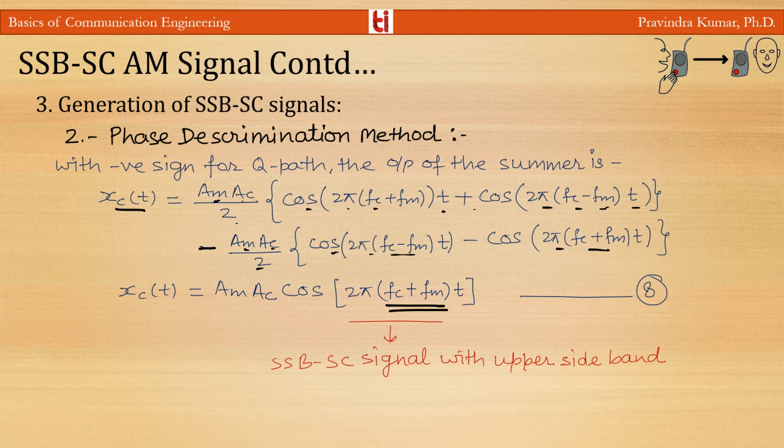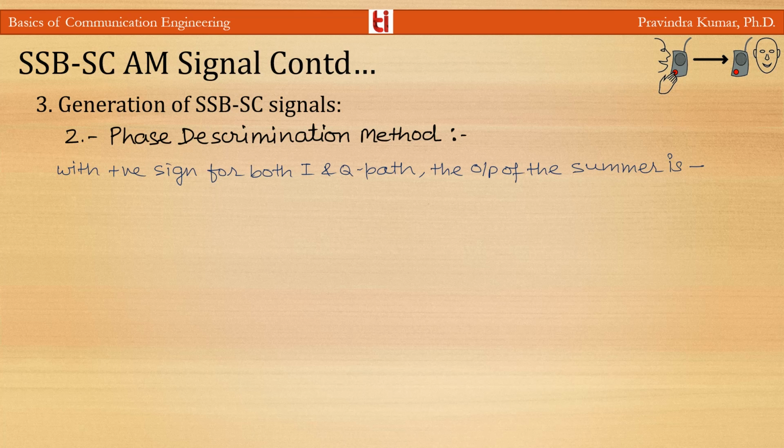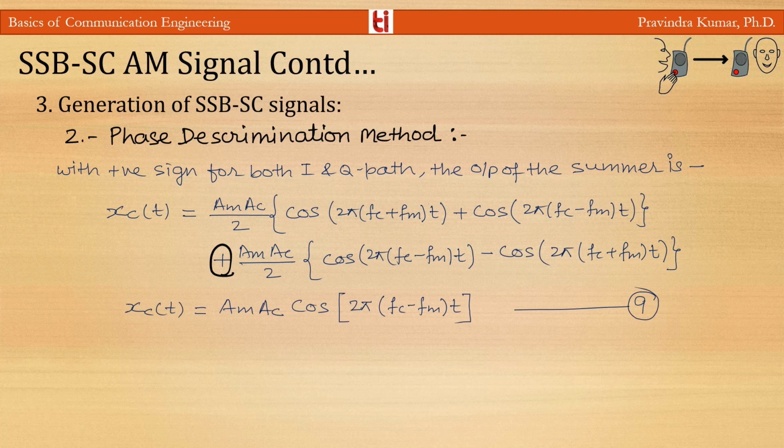And by choosing the same polarity of the in phase and quadrature paths, we will get the signal with the lower sideband. Just like here I am using the same polarity, and by taking the summation I will get Am Ac cos 2 pi (fc minus fm) t. This is for the lower sideband.